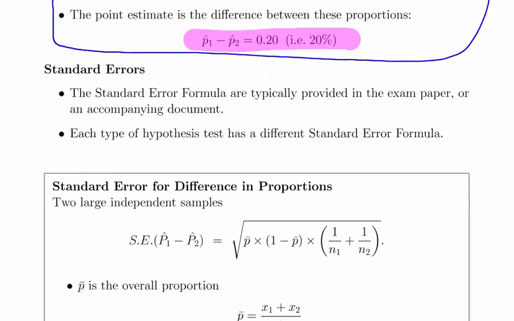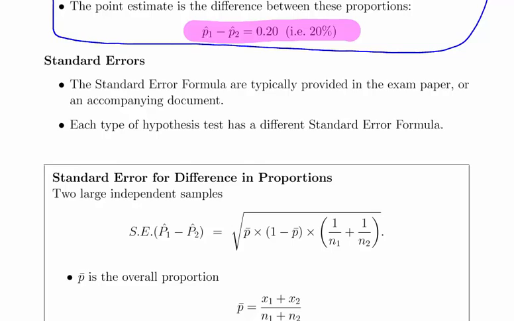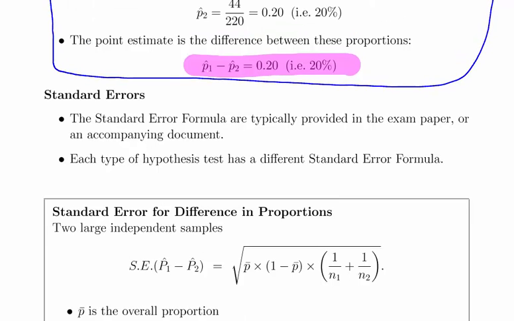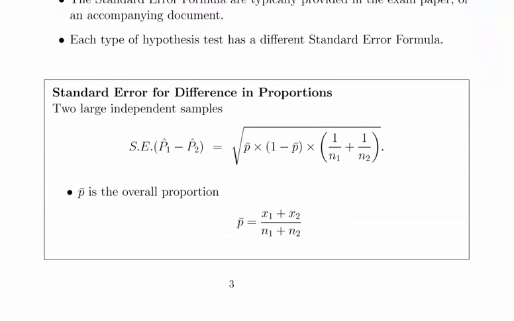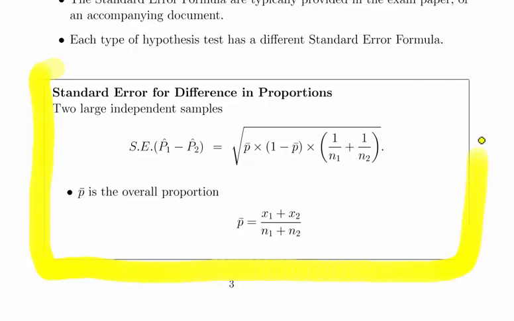So it's not such a big deal. Anyway, our point estimate there is 20%. That's our difference in proportions. Now, this is the standard error, and hopefully you might be seeing something like this in the back of your exam paper. This works on the basis of an overall proportion.